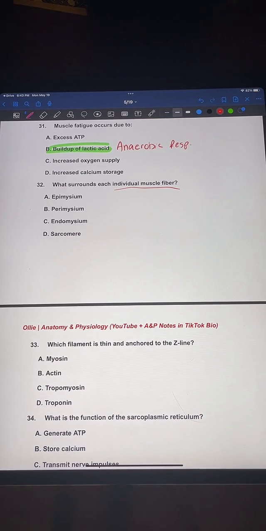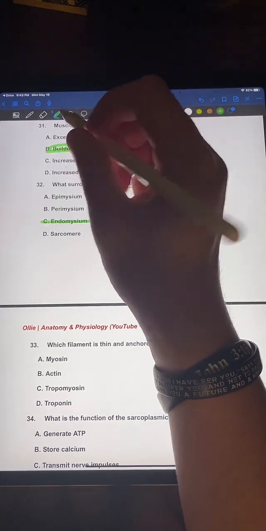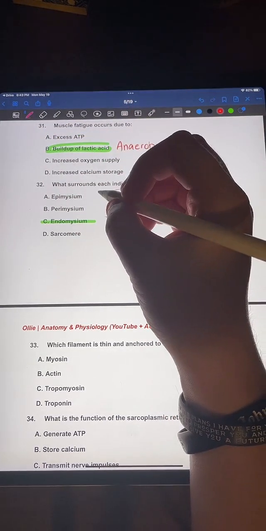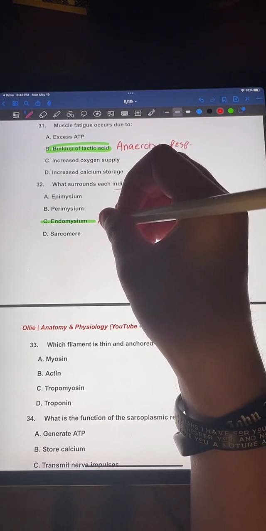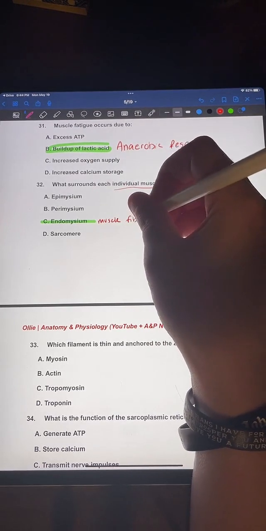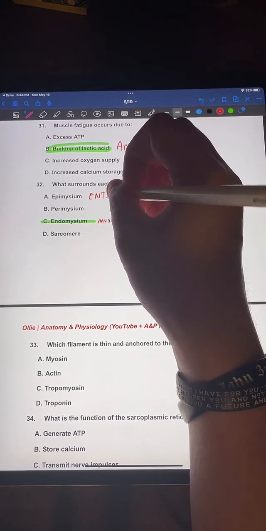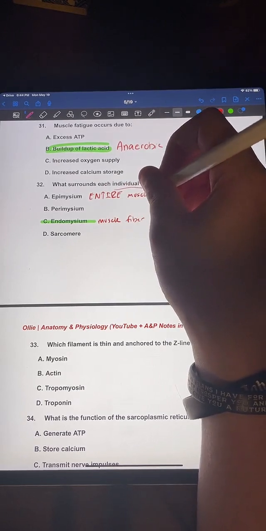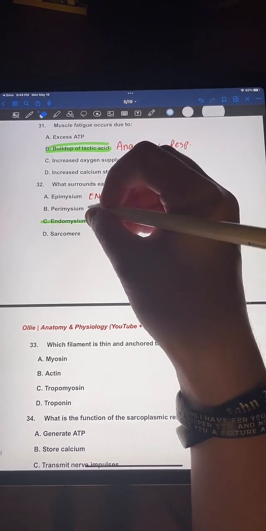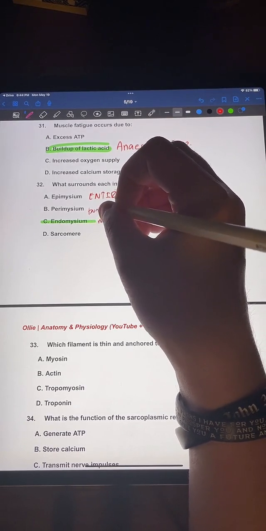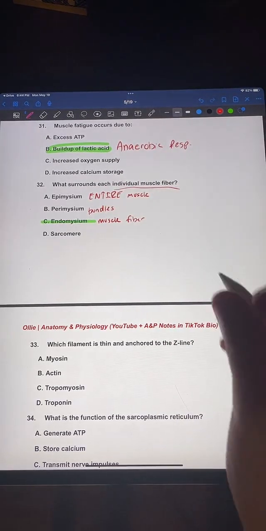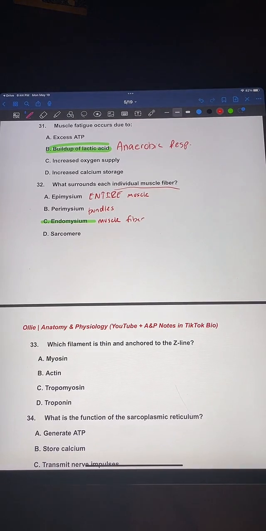So think of an individual muscle fiber. The answer is going to be C, the endomysium. The endomysium wraps a muscle fiber. The epimysium surrounds the entire muscle. The perimysium is going to surround our bundles. And the sarcomere is the contractile unit.